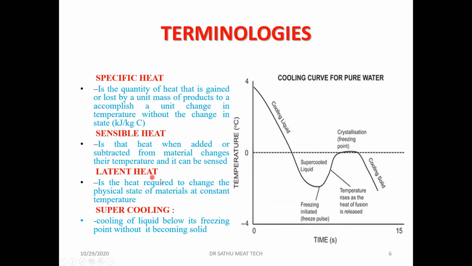What is latent heat? There are two things: latent heat of melting and latent heat of fusion. It is the heat required to change the physical state of the material at a constant temperature. For example, what is latent heat of melting? It is the amount of heat absorbed to change, say, ice into water. For example, it needs around 334 joules of energy to melt 1 gram of ice into 1 gram of water at a constant temperature of 0 degrees centigrade. So that is called a latent heat of melting.